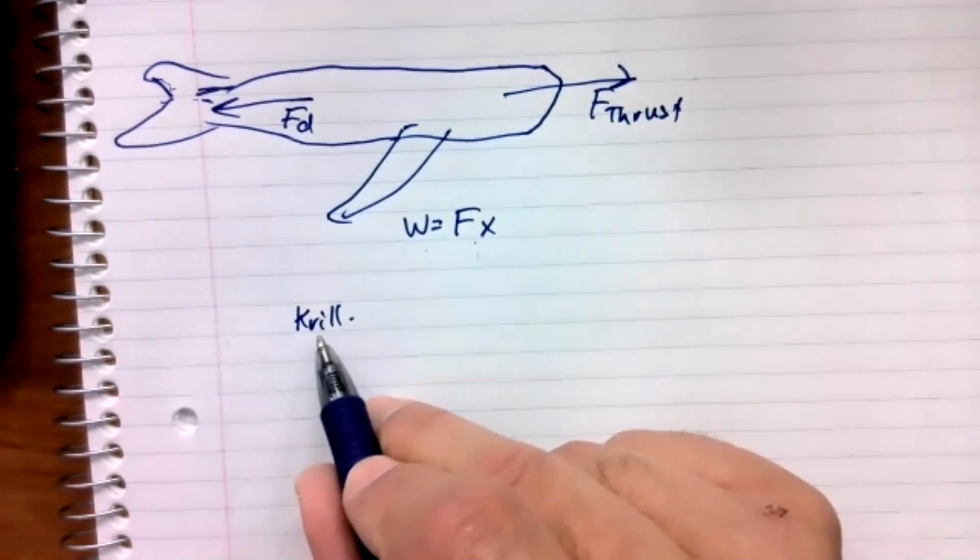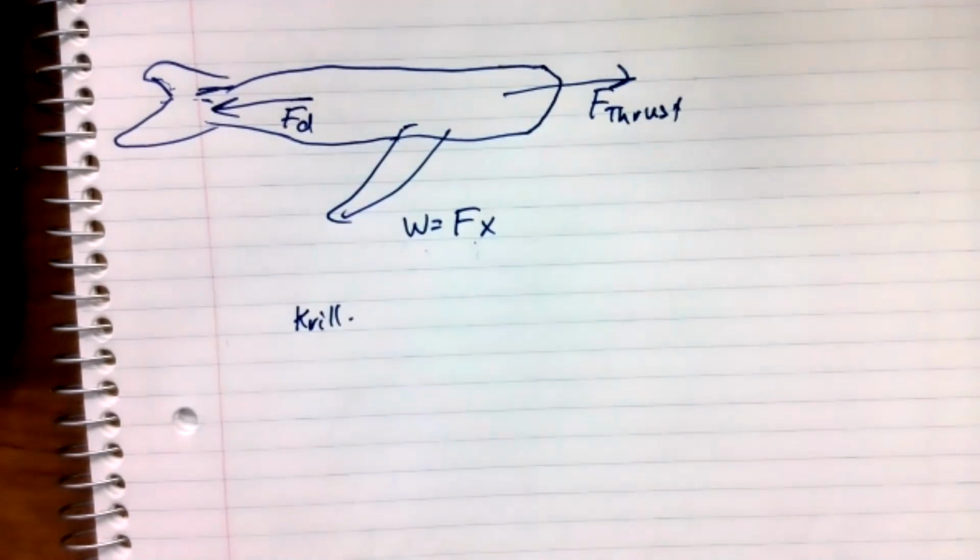All right. So the question is, how many tons of krill will the blue whale have to eat as it goes from Antarctica to the equator? All right. So find a partner.